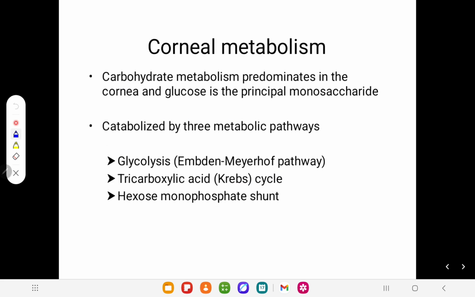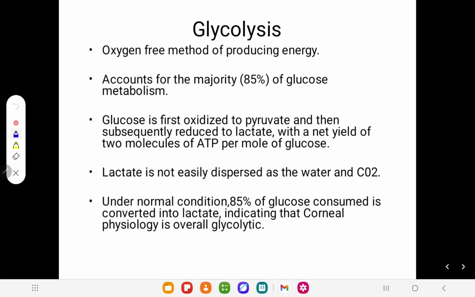So, corneal metabolism: carbohydrate metabolism predominates in the cornea, and glucose is its principal monosaccharide, that's clear. Glucose is catabolized in three pathways, isn't it? One is glycolysis, another is the Krebs cycle, the tricarboxylic acid cycle, and another is the hexose monophosphate shunt. So let's grossly discuss it in relation to cornea and contact lens. Glycolysis is an oxygen-free method of producing energy, isn't it? That means anaerobic. And in the cornea, 85% of glucose is metabolized by the anaerobic method, that is, by glycolysis.